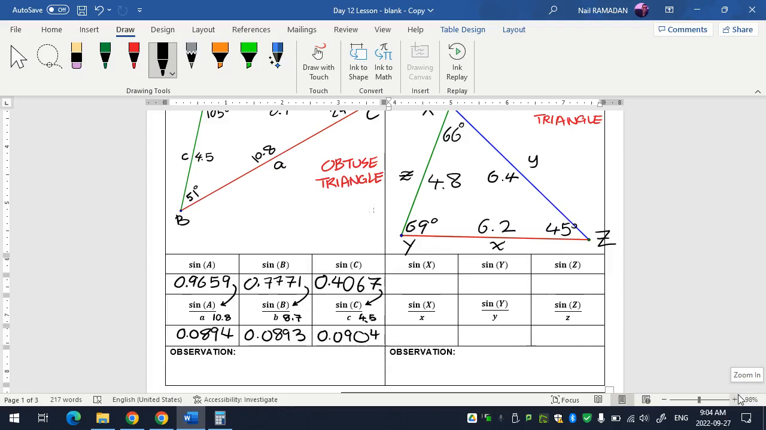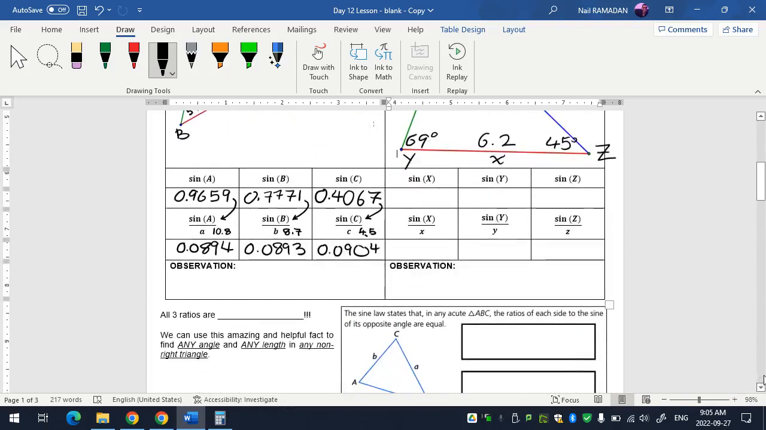Come on. Oh, exactly. Let's always keep saying almost. Why? Because we only based it on the measurements, but it actually should be 100% correct if your measurements were 100% correct. Okay. So what's the observation here? The observation here is sine A over A is equal to what?